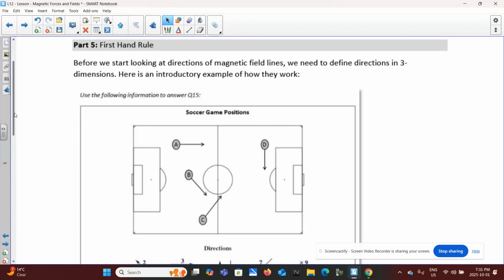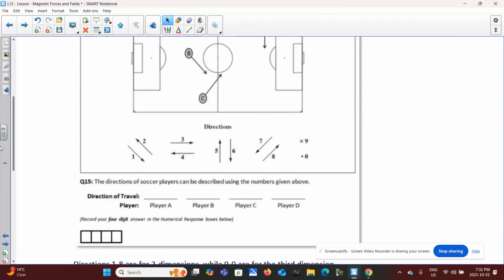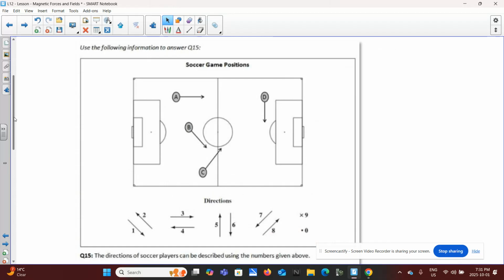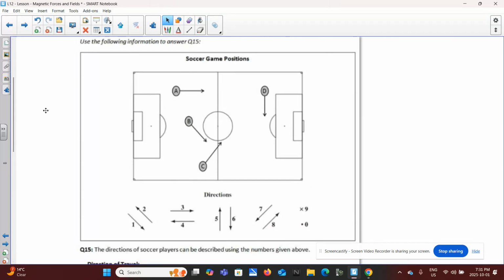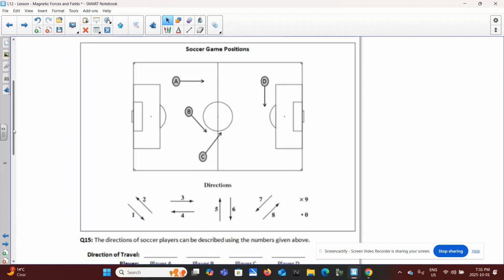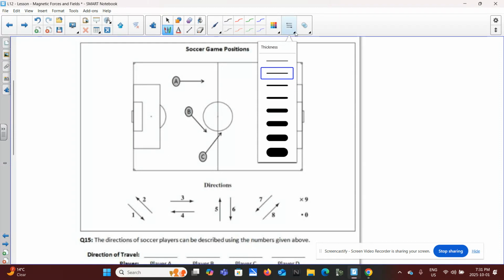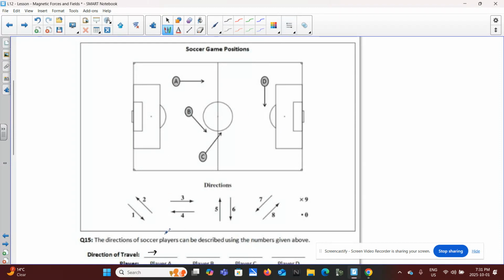So, first hand rule. This is where we're going to involve hand rules. Back in the beginning of Physics 20, depending on how the year started, we may or may not have done this. These are our numeric response for directions. What direction is person A traveling? Person A is traveling to the right, which corresponds with number 3. Person B is traveling diagonally downwards, which corresponds to number 1. Person C, diagonally upwards, corresponds to 8. Person D, straight down, corresponds with number 6. So 3186 is the correct answer.